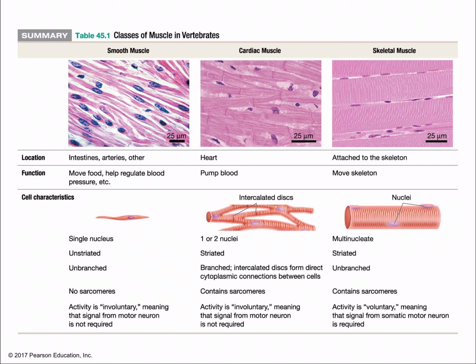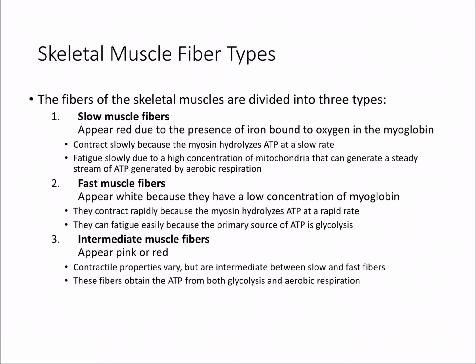So here's a look at the three classes of muscle in vertebrates. We've got smooth muscle, cardiac muscle in the middle, and the skeletal muscle. Just make sure you can recognize the differences, and we've got the major characteristics of the muscle fibers or muscle cells there. This is one muscle fiber. This is one muscle fiber. These are muscle fibers, one, two, separated by intercalated discs in cardiac muscle.